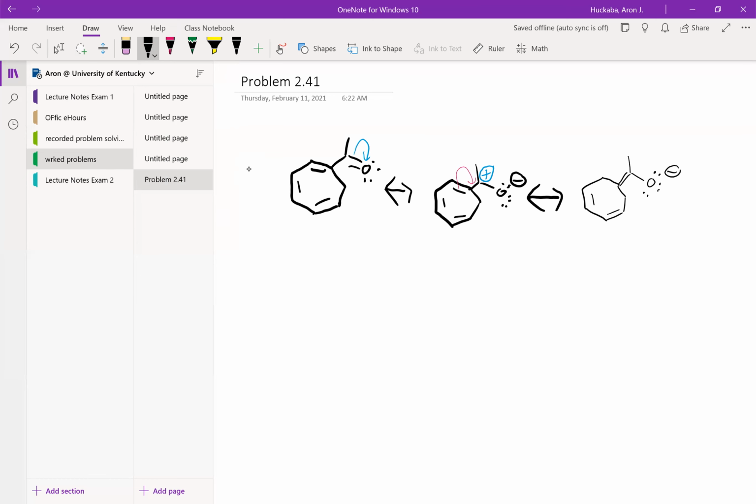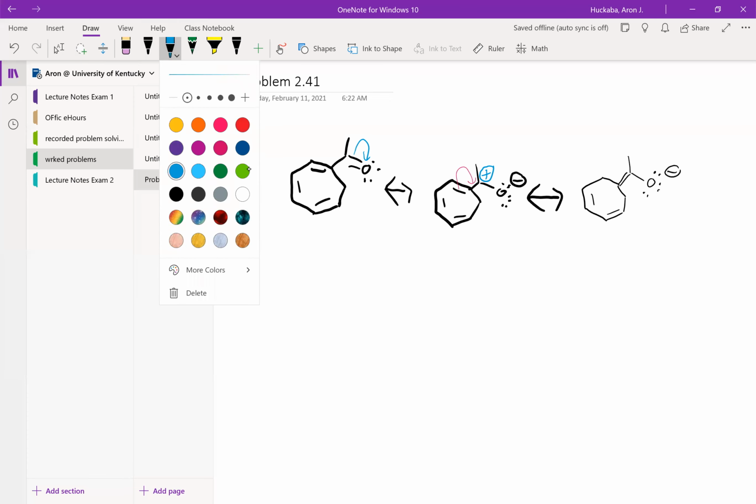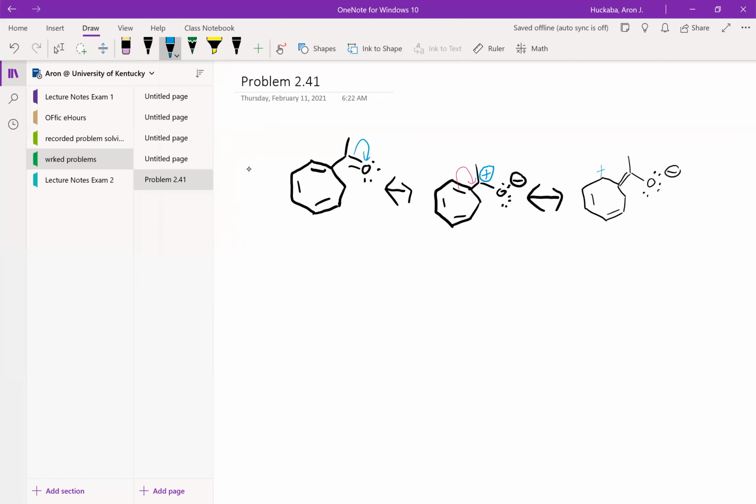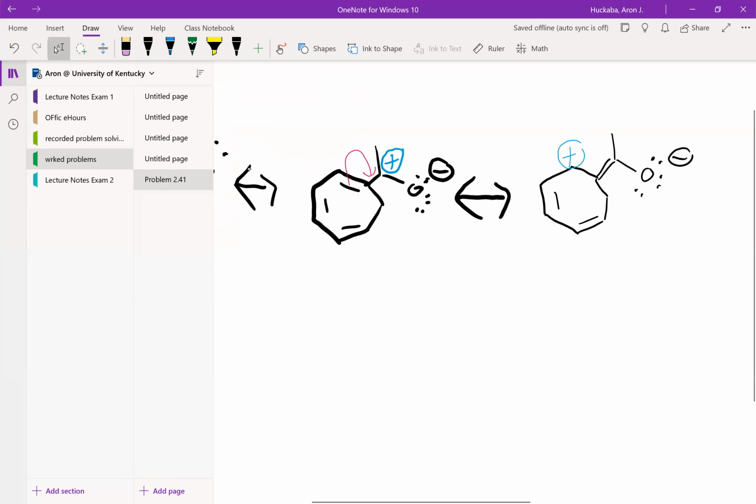Okay, so we still have that negatively charged oxygen, but now the positively charged carbon moves over onto the ring. And I think we can kind of do this little dance the whole way around, and make some more resonance structures using the same strategy.